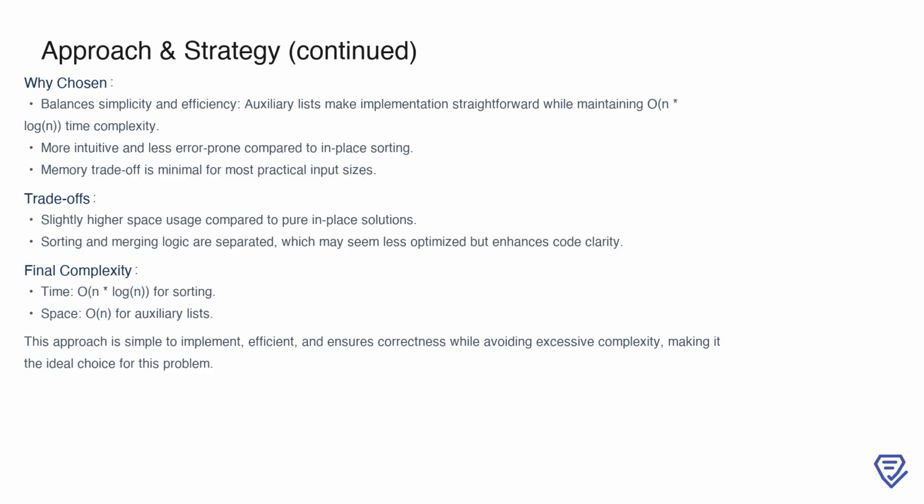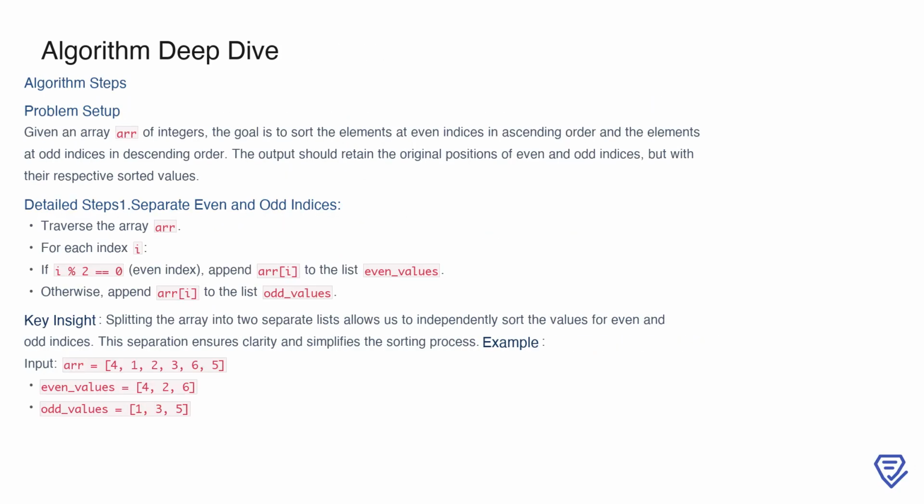Overall, this strategy is simple to implement, efficient, and avoids unnecessary complexity, making it the ideal choice for solving the problem. To solve this problem, we start by understanding the setup. We are given an array of integers, and our goal is to sort the elements at even indices in ascending order, while sorting the elements at odd indices in descending order. The positions of the indices in the array should remain unchanged, but the values should be replaced with their respective sorted counterparts.